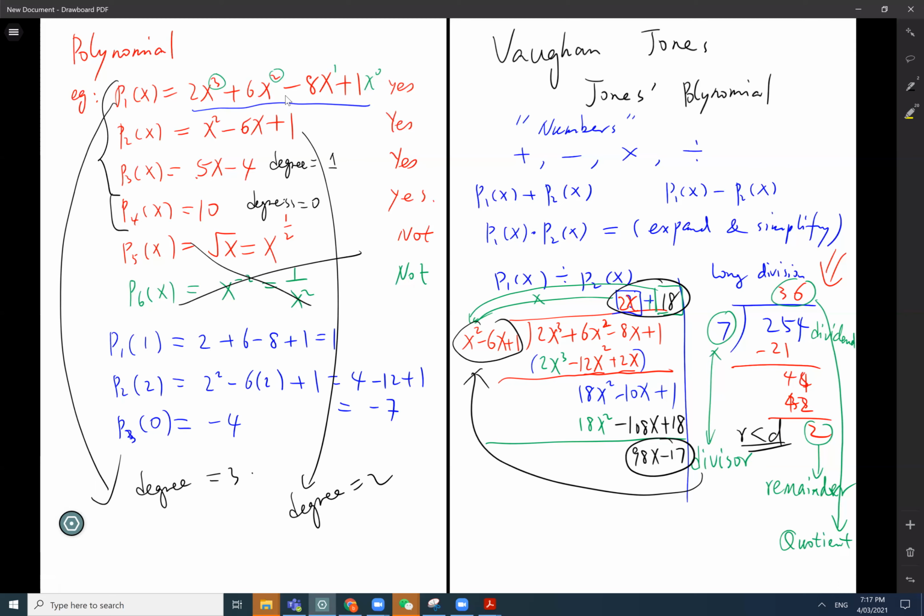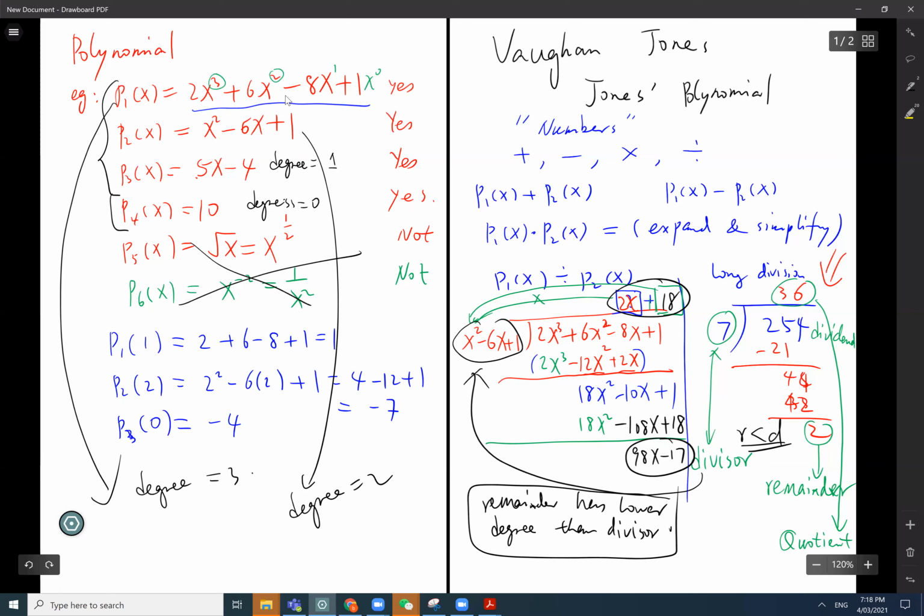So the first observation: the remainder has lower degree than the divisor. Otherwise you can continue your division. Okay. Leo, any question? No. No? Okay.